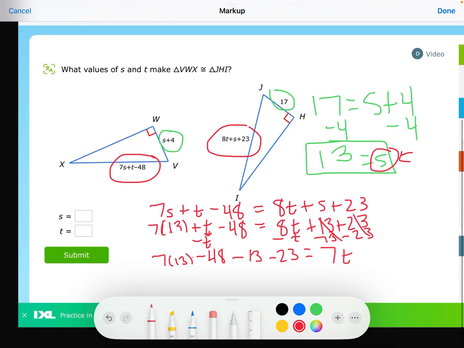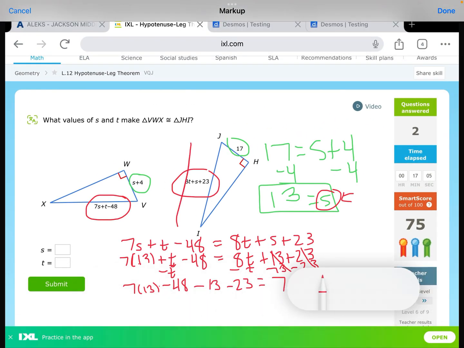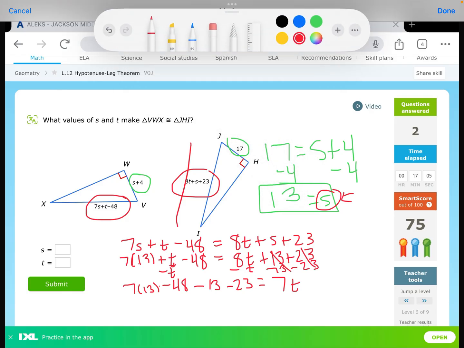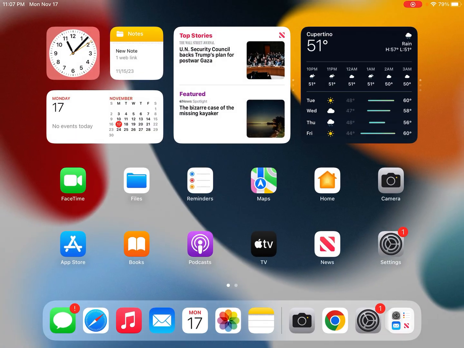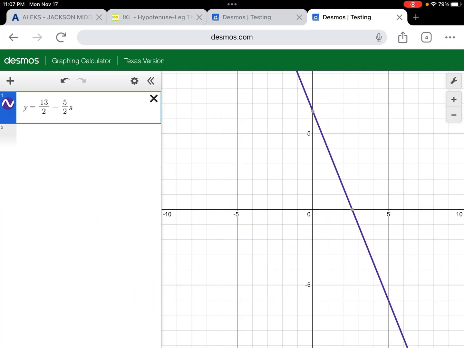Okay, that was a lot, I know. But working on an iPad is a little difficult sometimes, so let me just bring this over here. Okay, so let's plug all this into Desmos.